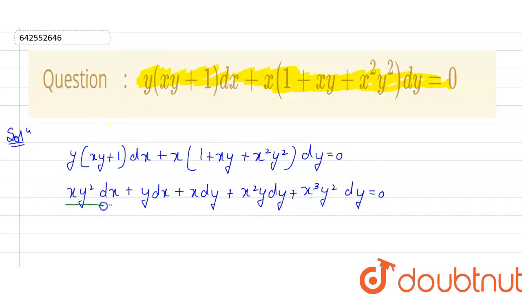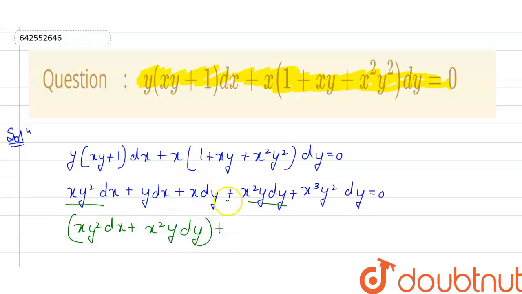Now, if I write two terms together, this one, xy² dx, and another term, x²y dy. If I write these two terms together, this will become xy² dx plus x²y dy. Let's mark them in the bracket.